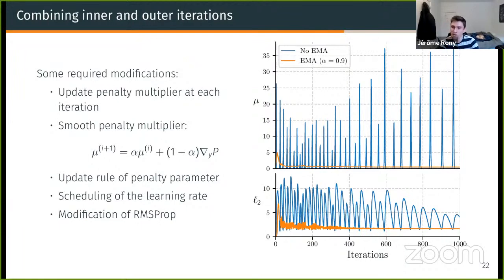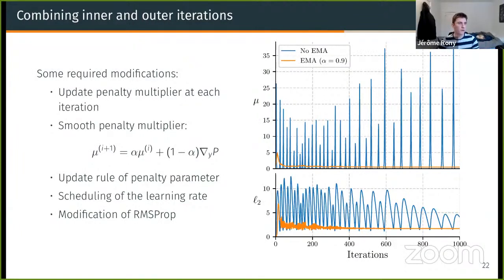The problem is that the values of the penalty multiplier you get are very unstable, and they are the ones in blue here. That means the norm of the perturbation will also be quite unstable. Just adding some exponential average smoothing basically solves the issue, and you get the solution in orange. It's much more stable, the norm is stable as well, and you get to an equilibrium between your penalty multiplier and the norm of your perturbation, or the distance in general.